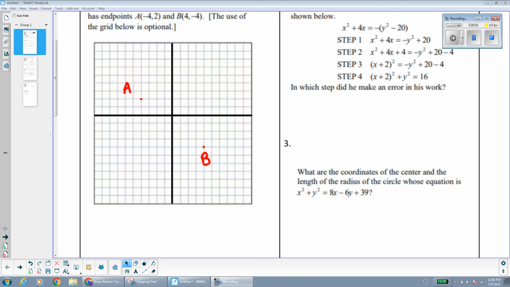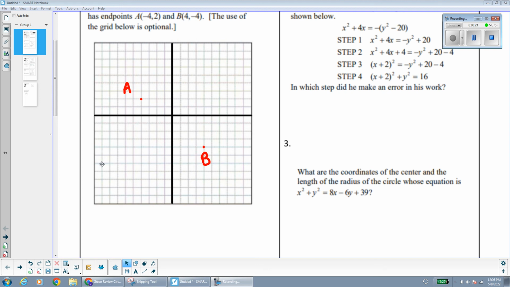In this video, we're going to go over the review sheet for circles quiz number 1. In the first question, we're given two endpoints of the circle, and we need to write the equation of the circle. In order to write the equation of any circle, we need two things. We need the center and we need the radius, and here we don't have either of those.